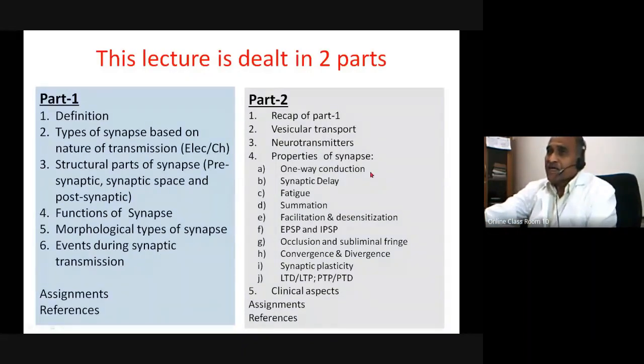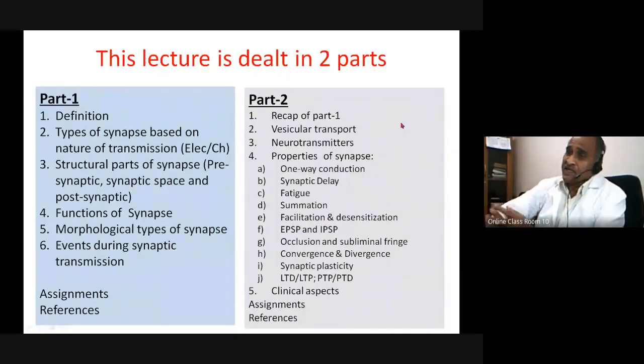The remaining part, that means the vesicular transport, the neurotransmitters, the properties of synapse, and the clinical aspects of these things I will be dealing with in my next class on Wednesday. Again, my classes would be in the same time frame.